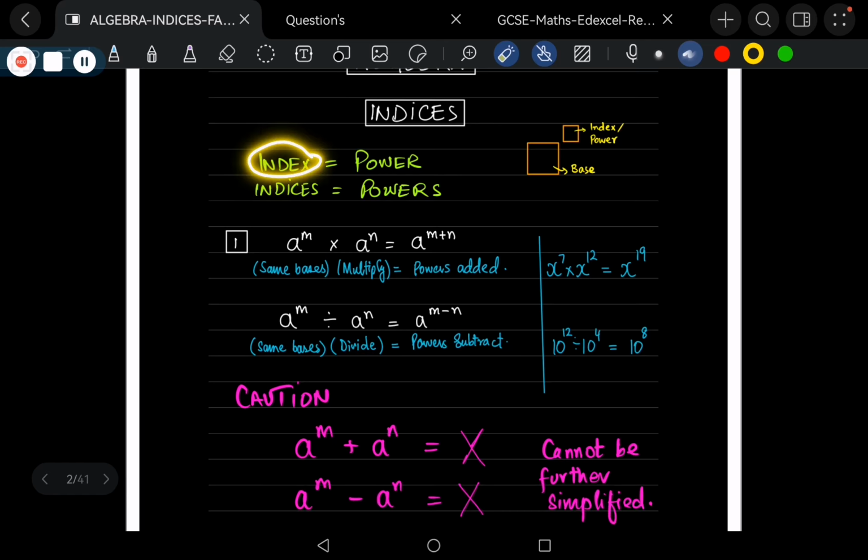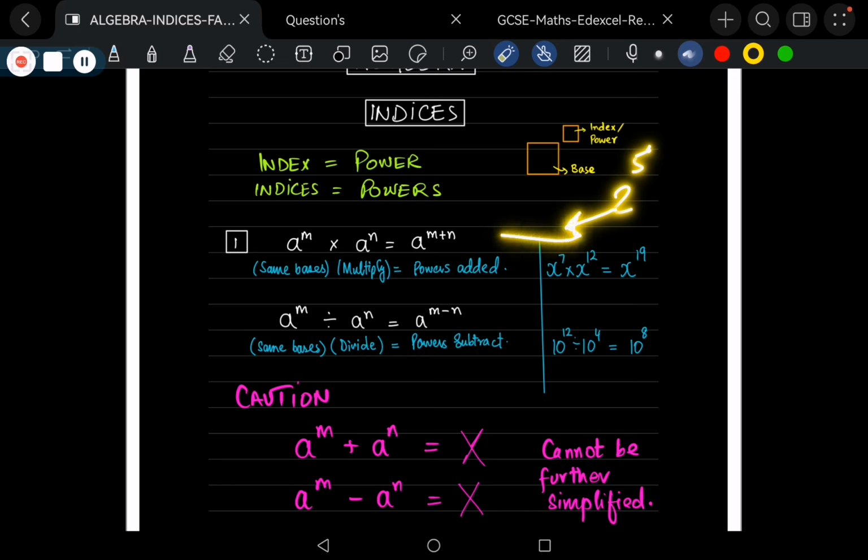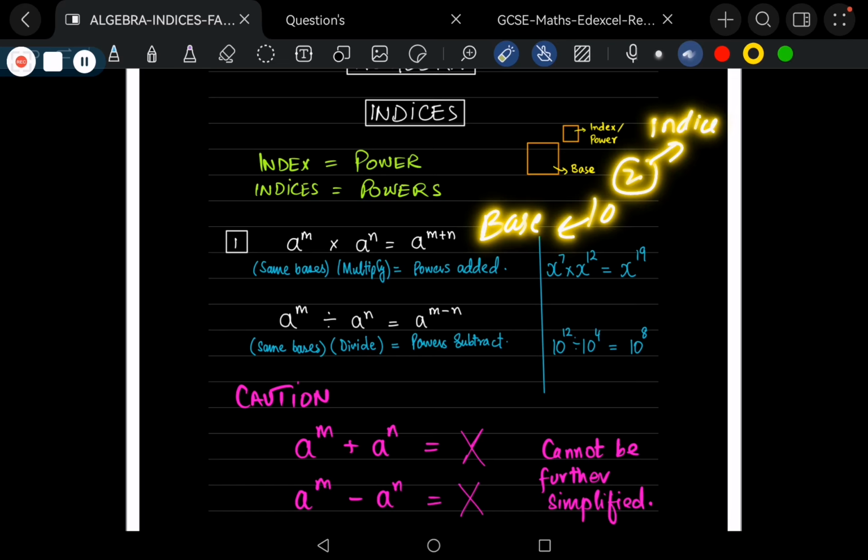Wherever you see the word index, index means something like power. Any number that contains a power is called indices. We can say 2 power 5. In the example 2 power 5, 2 is acting as the base, and the number acting as the power is the index, so its index will be 5. We can also consider the example 10 to the power of 2. Here 10 will be considered as the base and 2 will be considered as the index.